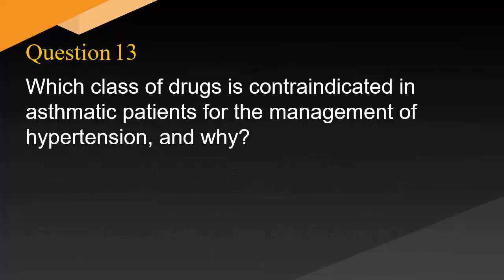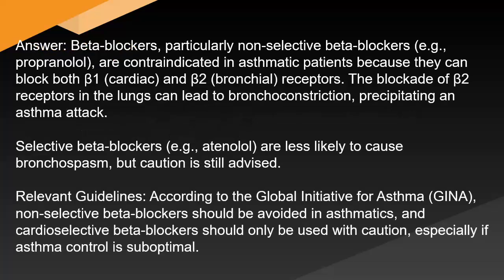Which class of drugs is contraindicated in asthmatic patients for the management of hypertension, and why? Answer: beta blockers, particularly non-selective beta blockers, e.g. propranolol, are contraindicated in asthmatic patients because they can block both beta-1 cardiac and beta-2 bronchial receptors.